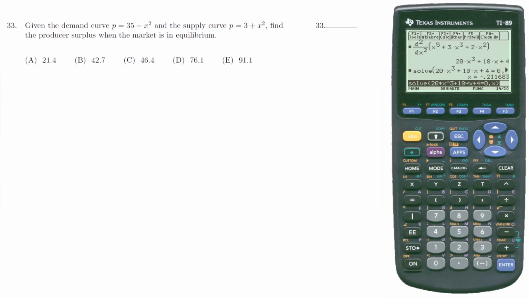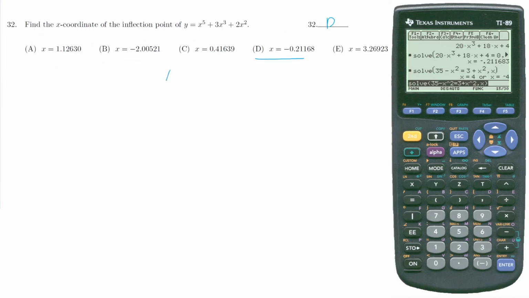Good. Given the demand curve and the supply curve, find the producer's surplus when the market is in equilibrium. So this problem needs to be taken into closer consideration, and this is one of those problems where you absolutely have to start writing stuff. So first of all, I have to set these guys equal. 35 minus x squared equals 3 plus x squared. Now I'm not going to solve anything myself because we do have a calculator. Solve 35 minus x squared equals 3 plus x squared, x. So I need to solve and need to find.